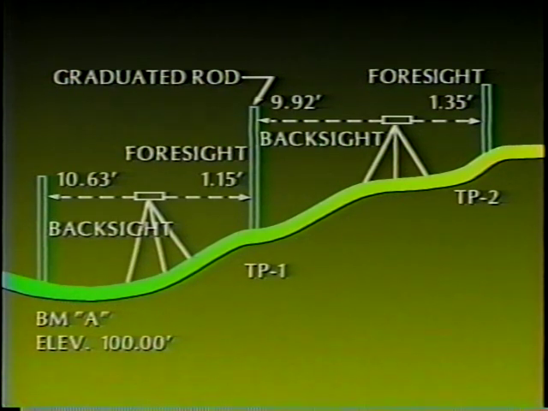The rod is then moved forward, if possible, an equal distance to the backsight and placed on an intermediate turning point.